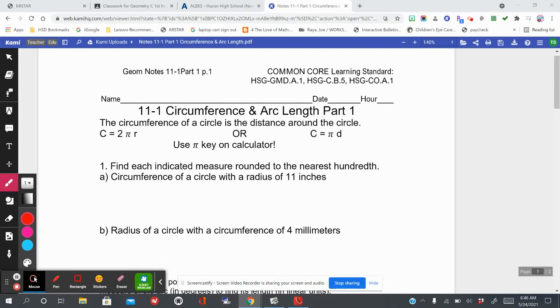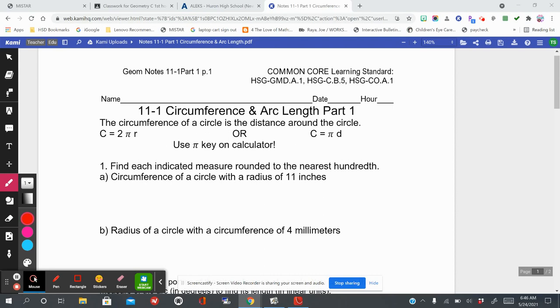Okay, we're starting chapter 11, which is circumference and arc length. There's going to be two parts to this section of notes. There's a lot of content. So the first thing I'm sure most of you have heard in previous math classes is circumference.